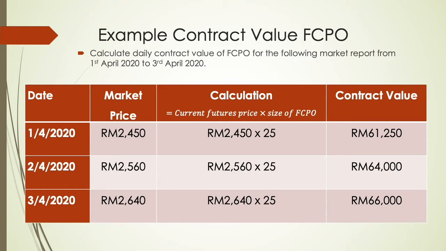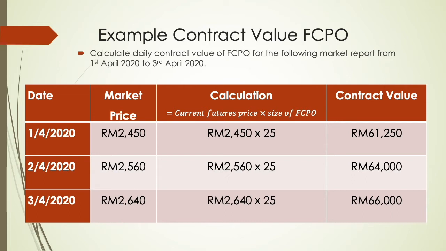This is example for calculation contract value for FCPO. So the question is calculate daily contract value of FCPO for the following market report from 1st April 2020 to 3rd April 2020. So we have market price of FCPO from 1st April until 3rd April. 1st April, the price at 2450. 2nd April, price at 2560. 3rd April, price at 2640.